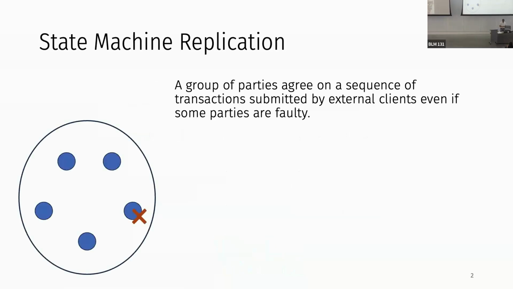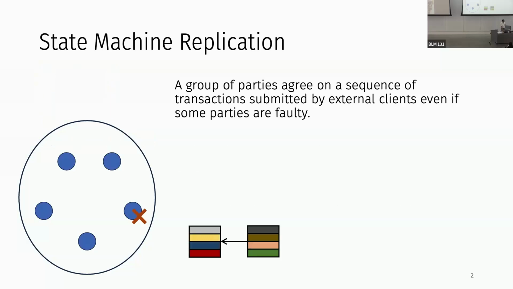So the problem we're talking about is state machine replication, where there are a group of parties who agree on a sequence of transactions submitted by external clients. And they do this even if some of these parties are faulty. Okay, so you have transactions coming in one at a time, they agree, and they output these blocks.